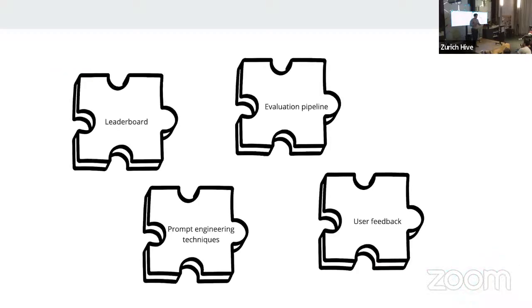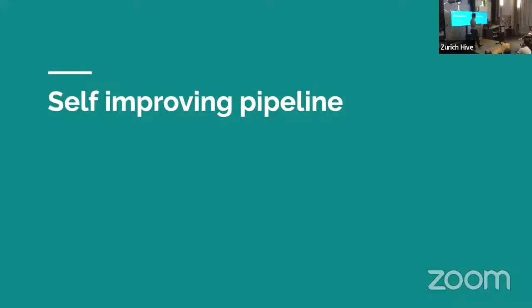We know we have all of the puzzles somewhere there. We had a leaderboard already. We had an evaluation pipeline. We know some prompt engineering techniques. I really don't like the word prompt engineering. And then we had user feedback. We just needed to somehow pull it together, and this is what we came up with. We created a self-improving pipeline which actually updates the prompt as well as the models depending on the user feedback and self-mutates. So let me walk you through it. How does it work for us?